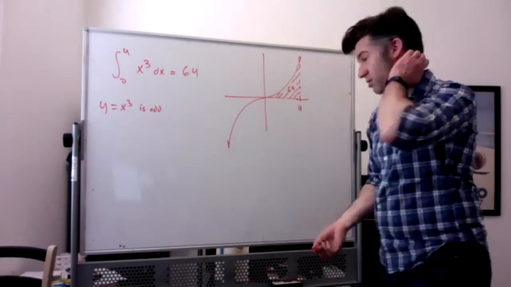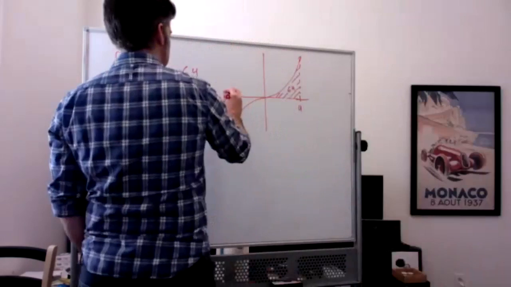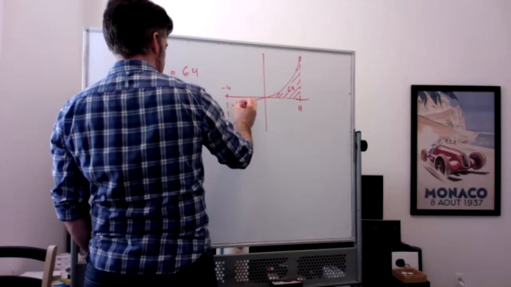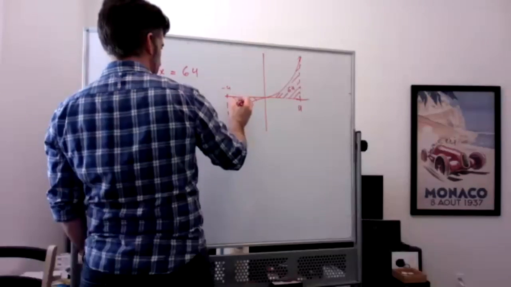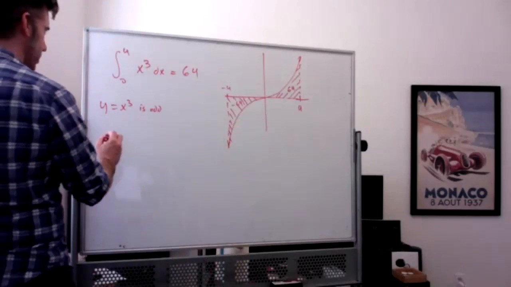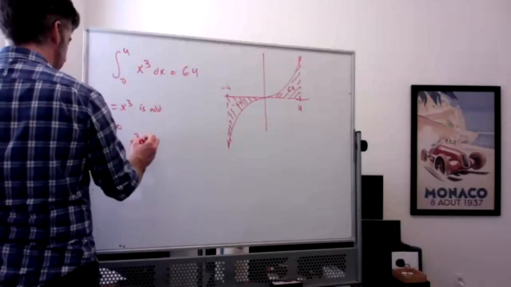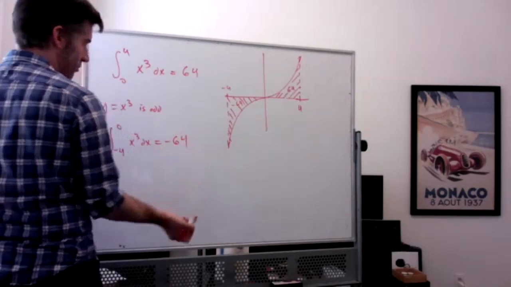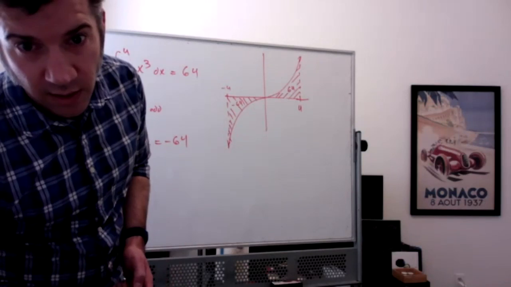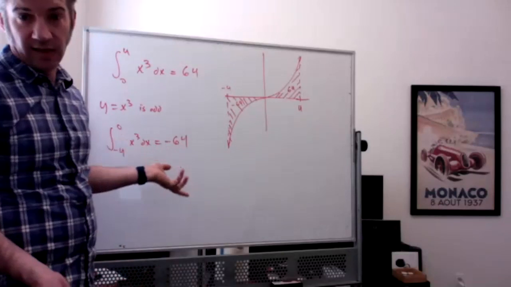Great. So automatically, before I do anything else, I know that from -4, this area is going to be -64 because it's the opposite of that. So I know before I even get asked a question that the integral from -4 to 0 of x cubed dx has to equal -64 because it's an odd function. And let me double check. That's the first question they asked me. So -4 to 0 of x cubed dx is -64.